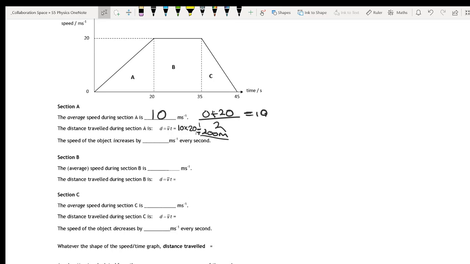And the speed of the object increases by a certain number of meters per second every second. So if it takes 20 seconds to get to 20 meters per second, what does that mean it goes up by every second? 1. Yeah. You could work it out using the acceleration equation. 20 minus 0 divided by 20 is 1. That looks a bit like 11. I'm going to change that.